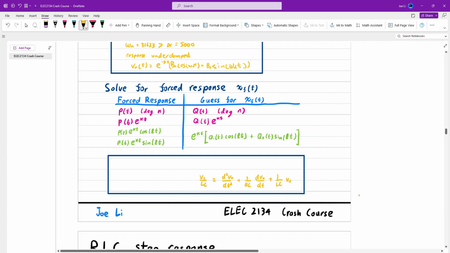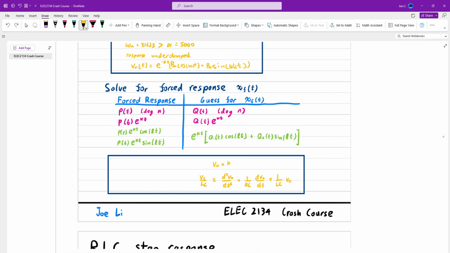Really simple. Let's look at our guide to guessing. Polynomial with degree n. We currently have a constant term, which is technically a polynomial with degree 0. So we have to guess a constant as well. Our forced response is a constant. What constant will we put in V0? If we put in V0 equal to K, a constant, the derivative of a constant is 0, so this term just becomes 0, and you end up with V0 over LC.